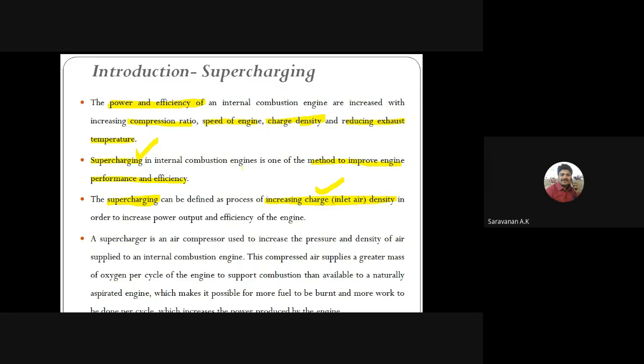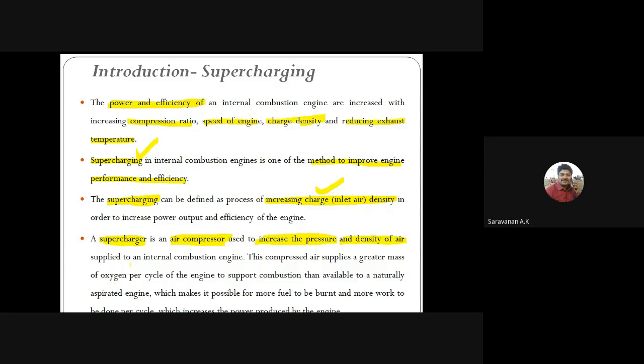Then we have to supply the high mass flow rate into the engine, so we use a device. That device is called the supercharger. It is like an air compressor which compresses the air to a high pressure. If the pressure increases, it increases the pressure as well as the mass flow rate, that is the density of the air supplied to the engine system.